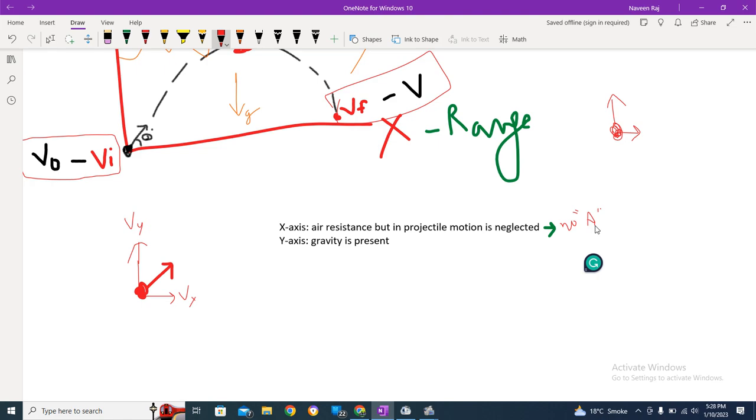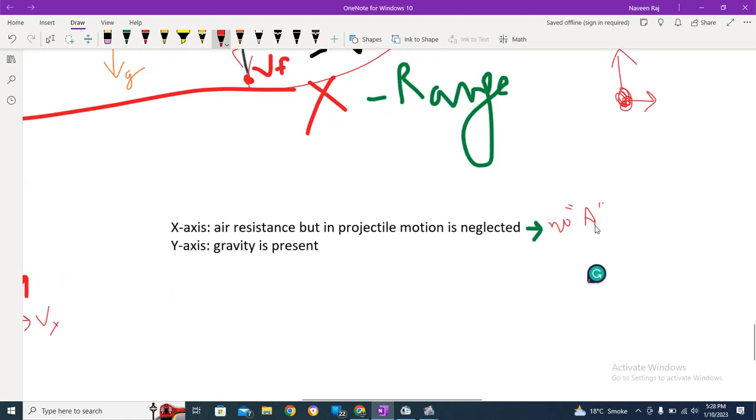These are the basic concepts of projectile motion. If you're not understanding these things, do watch the previous part because they have got the link. No acceleration, and this means that there would be constant velocity in the x direction. We're understanding these things with the diagram as well.